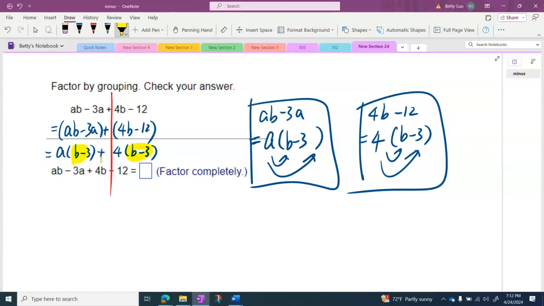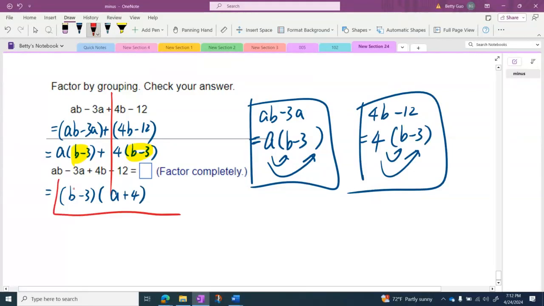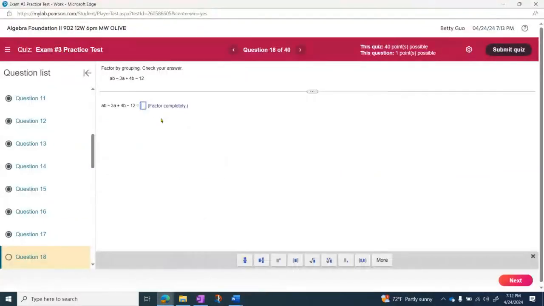They have the same binomial, a common binomial factor. So we're going to factor out B minus 3. From the first group, we have A. From the second group, we have 4. There we go. This question is not challenging, okay? The level of difficulty is similar to the examples we covered in the class. Let me enter the answers. B minus 3, A plus 4.